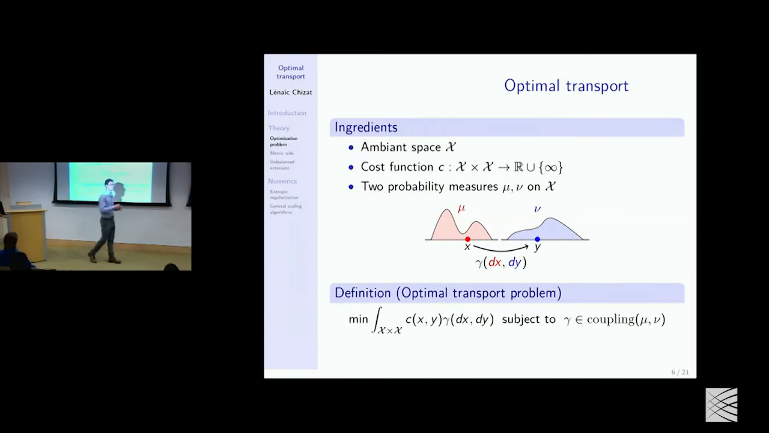Why do I call them probability measures? Because these are distributions of mass which have a unit mass. If I want to transport one to the other, of course, the mass needs to be preserved, so they are normalized. That's an important point. I will come back to it later.